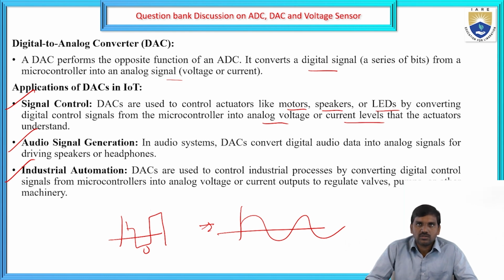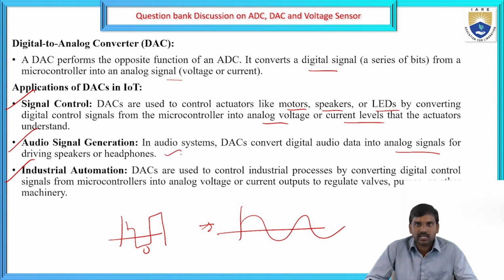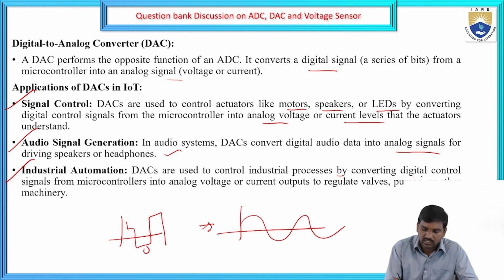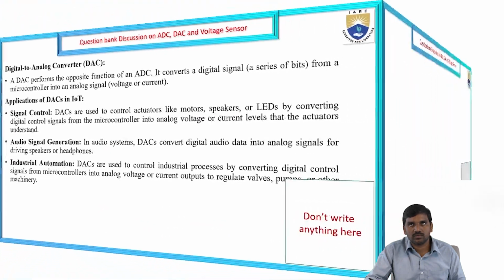In analog audio signal generation, in audio systems, DACs convert digital audio data into analog signals for driving speakers or headphones. In industrial automation, DACs are used to control industrial processes by converting digital control signals from microcontrollers into analog voltage or current outputs to regulate valves, pumps and machinery. So these are some applications of digital to analog converter: signal control, audio signal generation, industrial automation.